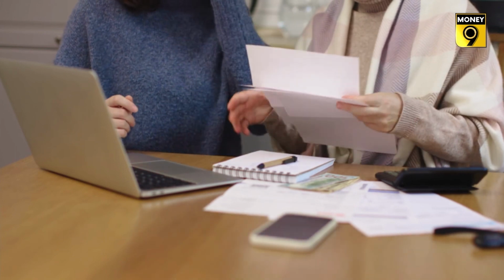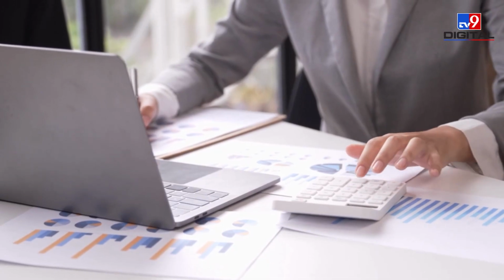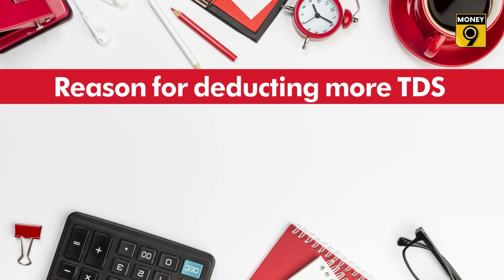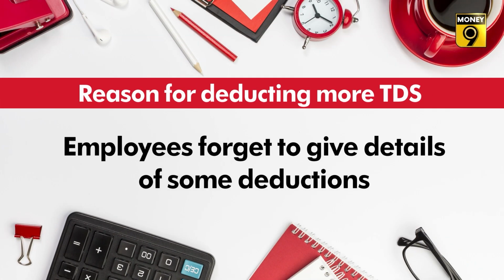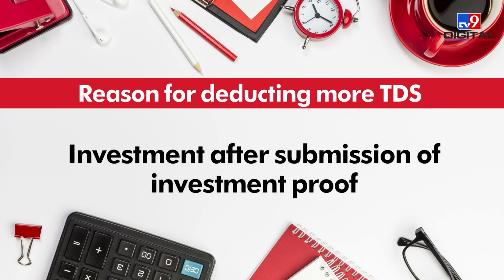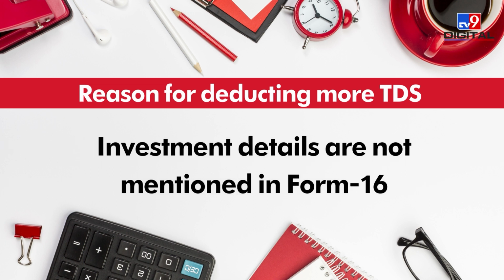Many a times, some deductions of the employee are not visible in Form 16. Due to this, more TDS is deducted. The main reason for this is that when the employer asks for the details of the investment from the employee, then at times the employee forgets to give the details of some deductions or invests after submitting the investment proof. The details of such investments are not mentioned in Form 16. In such a situation, deduction on these investments can be taken while filing income tax returns.